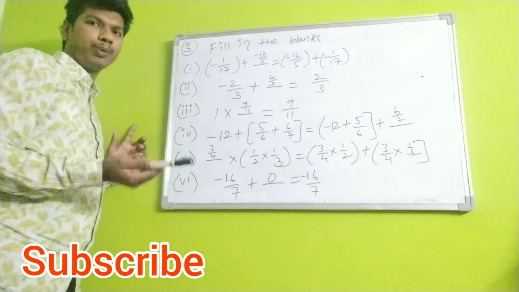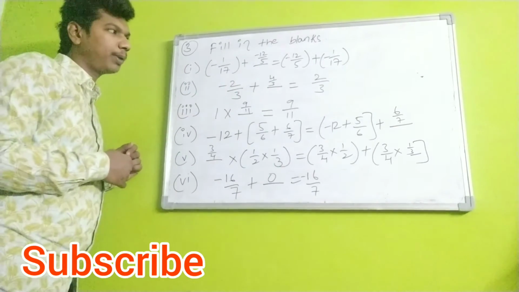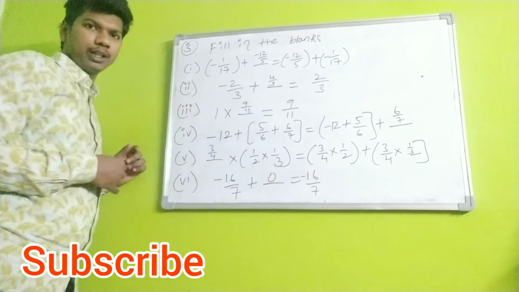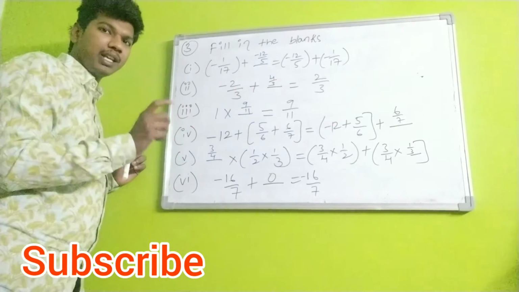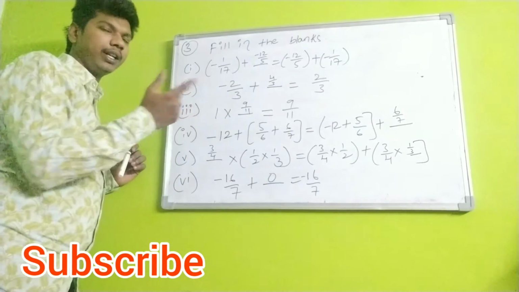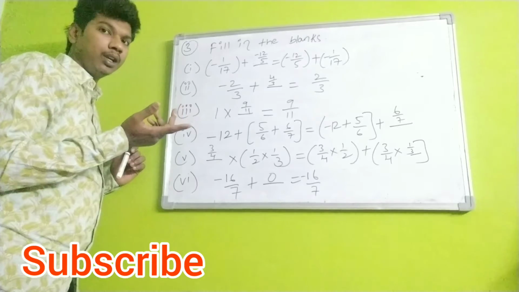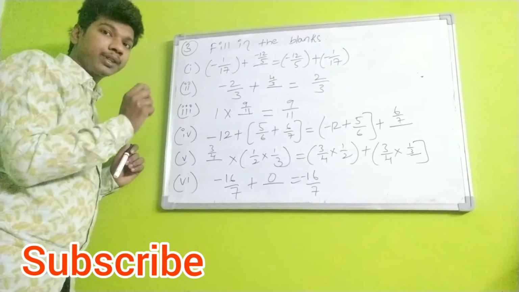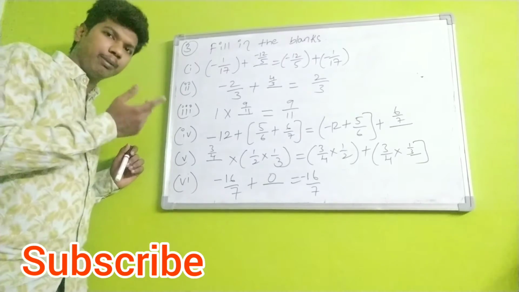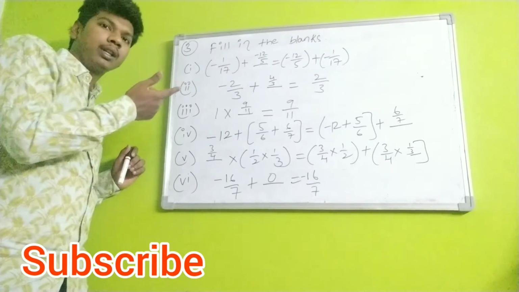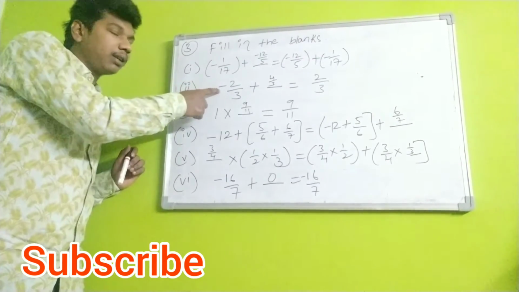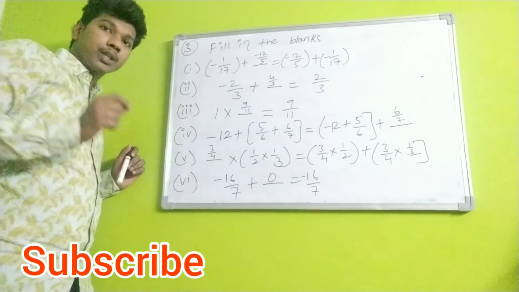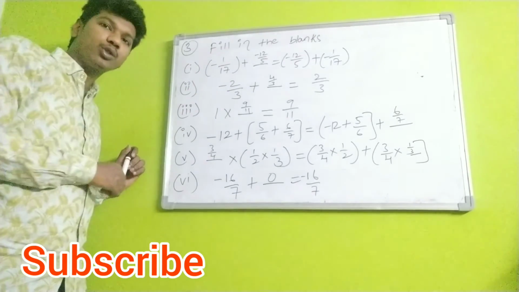Write that one, simple. Next, the second one is minus 2 by 3 plus dash equals 2 by 3. Minus 2 by 3 plus a blank is given, and the final answer is 2 by 3. Which number should I put here? If I substitute any number, and you add this number to the first number, you should get the final answer, 2 by 3.